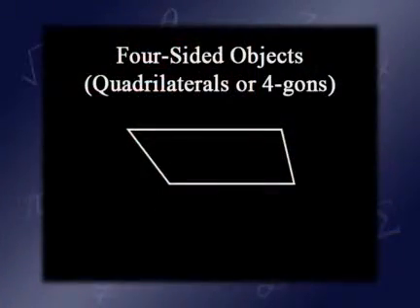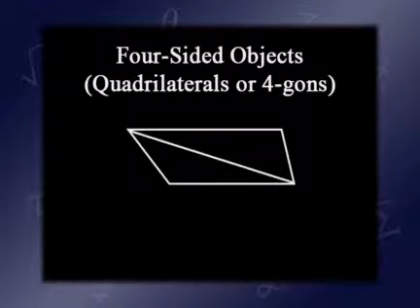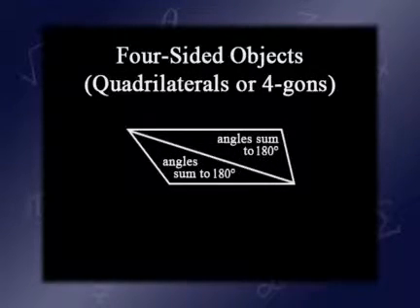Why is that? Well, look at your four-sided figure, and draw a diagonal from one corner of your quadrilateral to the opposite corner of your quadrilateral. In so doing, you will create two triangles. And those triangles will have angles that sum to 180 degrees, and the other one will sum to 180 degrees.